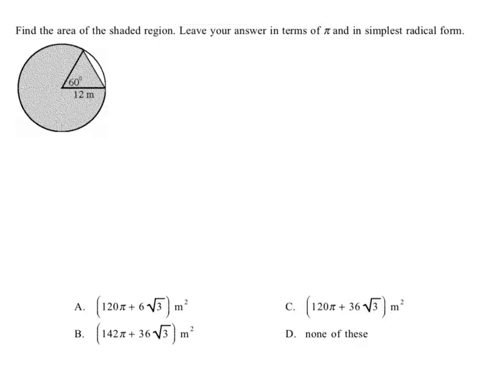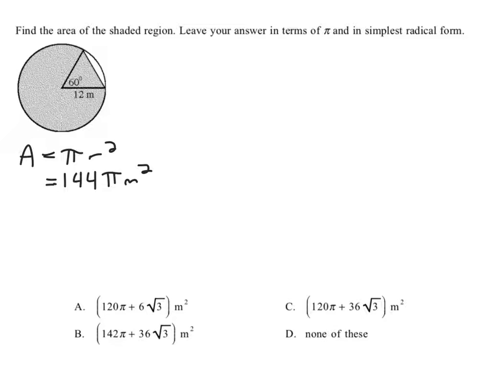Okay, find the area of the shaded region. Well, the area of the shaded region is going to be first the area of the entire circle. What is the area of the entire circle? The area equals pi times the radius squared, and the radius is 12, so 144 pi meters squared is the entire area of the entire circle.